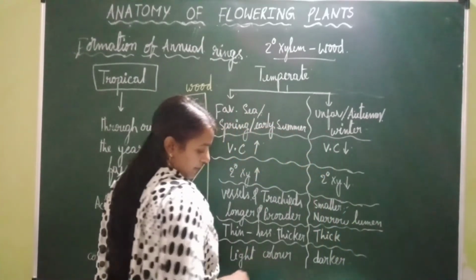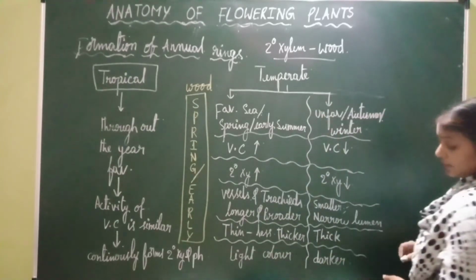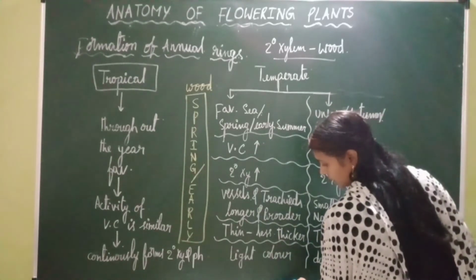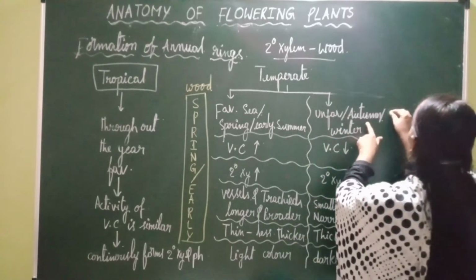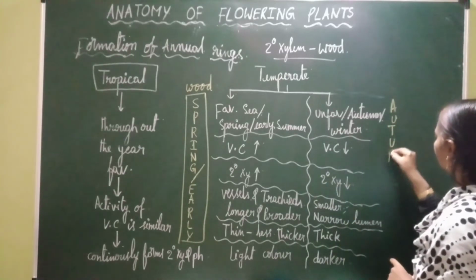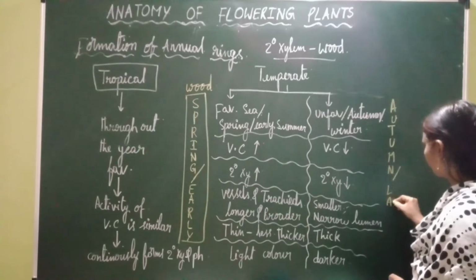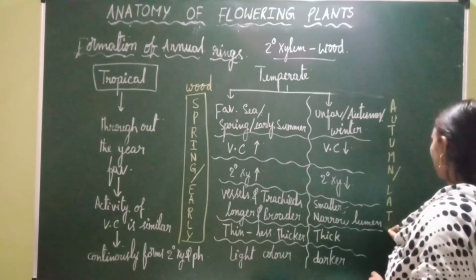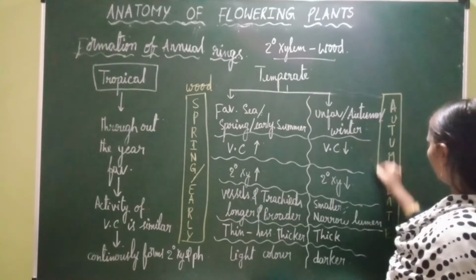This is called dark wood. This is light wood, this is dark wood, right? And the wood which is formed during this unfavorable season is also called autumn wood or late wood. So this is about the two types of wood.